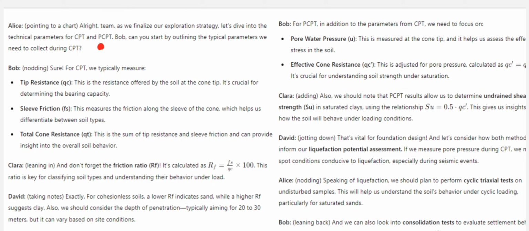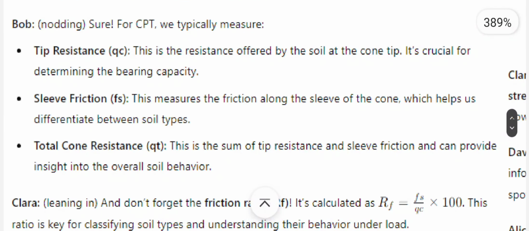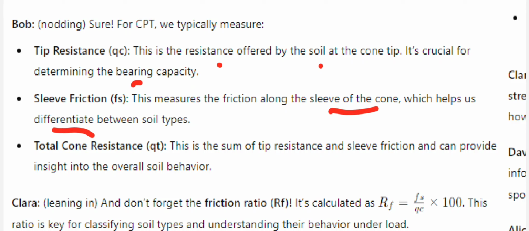Sure, for CPT we typically measure tip resistance. This is the resistance offered by soil at the cone tip. It's crucial for determining the bearing capacity. Sleeve friction measures the friction along the sleeve of the cone, which helps us differentiate between soil types. So to differentiate between soil types, we take frictional resistance, and to determine the bearing capacity, we take tip resistance. These two measurements, qc and fs, are there.